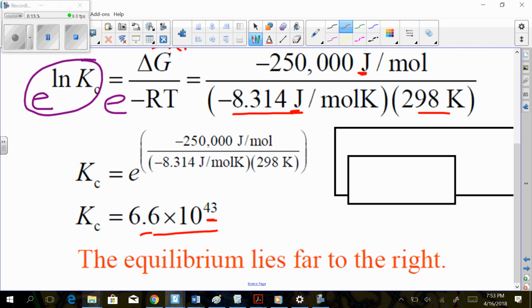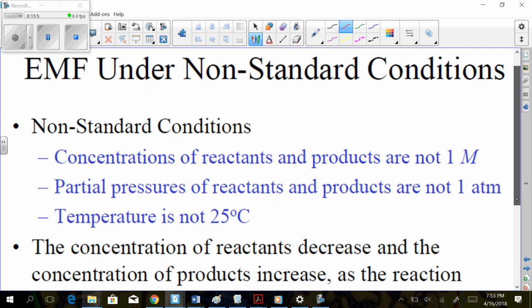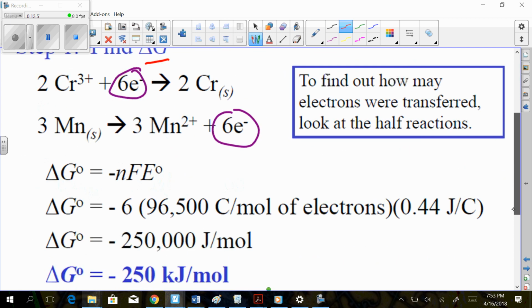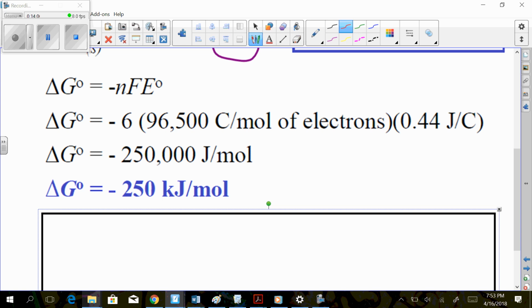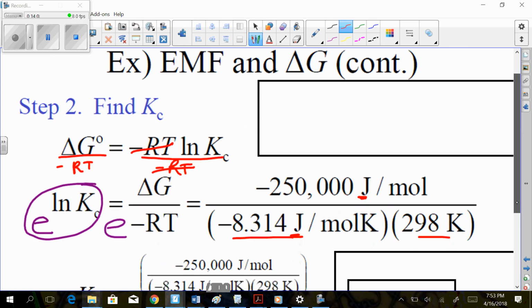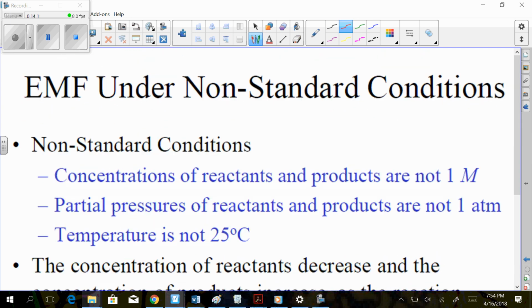43 zeros are what really go after that decimal. And so if you have a number that big, that would mean that you have virtually all products. So that equilibrium is pretty much all the way to the right. There's hardly any reactants left. Which, going back one, is what you would expect. If you look at the delta G that you calculated, that's a pretty negative number. Negative 250 kilojoules per mole. So that's pretty negative. You would expect K to be very big.